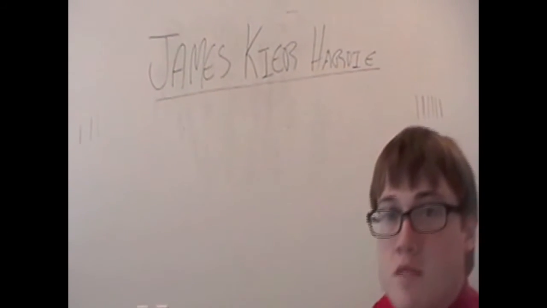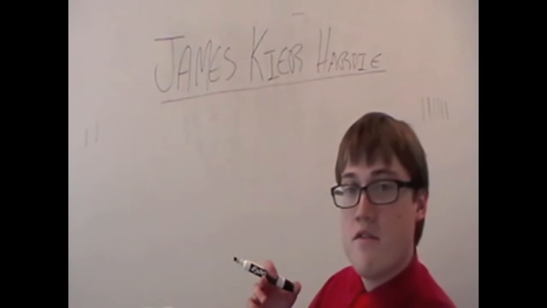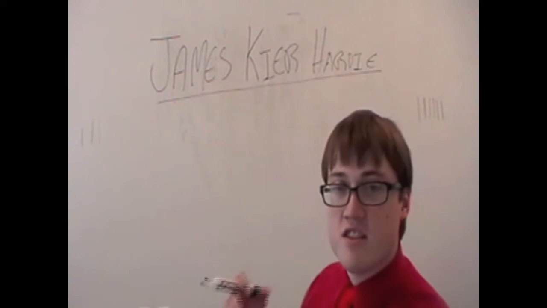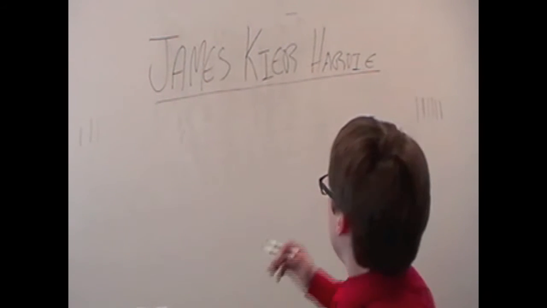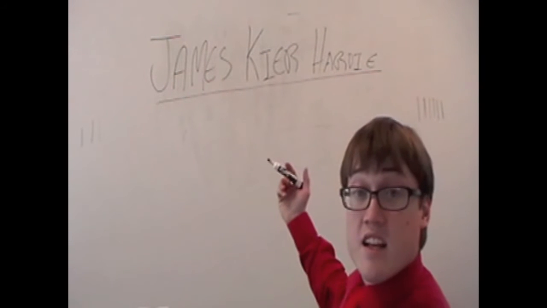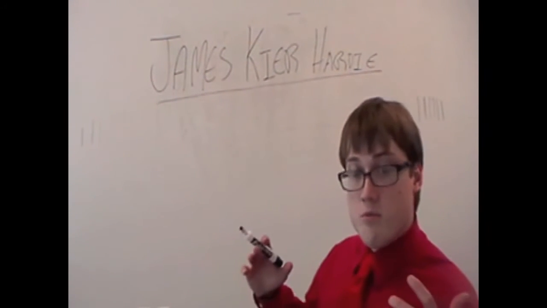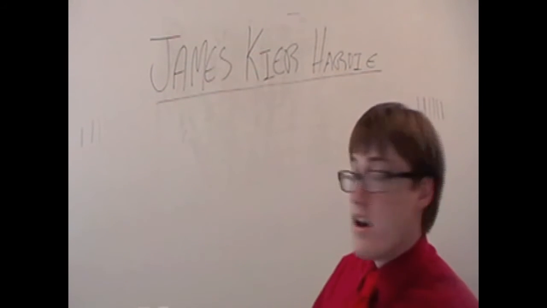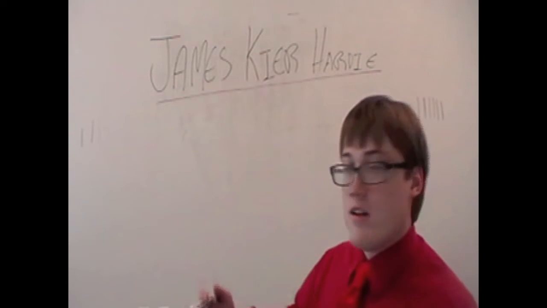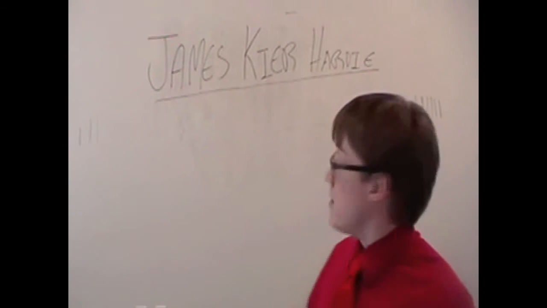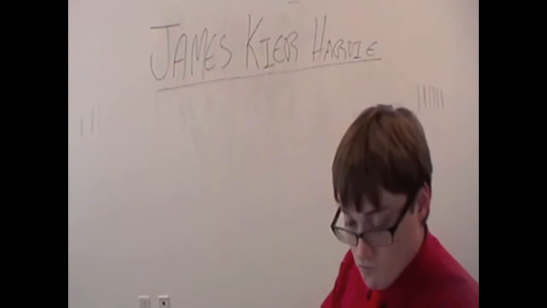Okay, and James Keir Hardie was born in 1856. He was the bastard son of a farm maid named Mary Keir, and they lived in Lanarkshire, Scotland. No one really knows who his real father was. But a few years after he was born, a gentleman by the name of David Hardie married his mother, and thus he took his stepfather's name, Hardie, as his own last name.